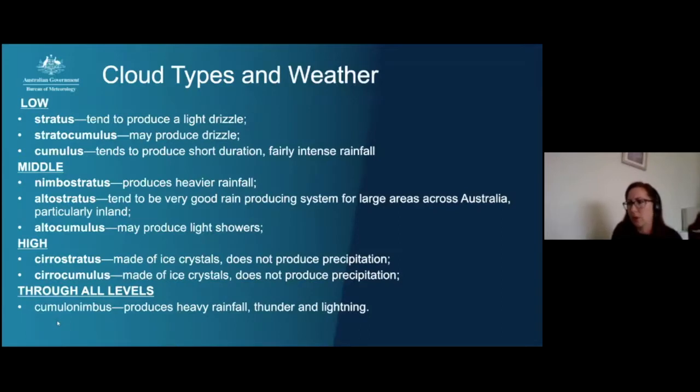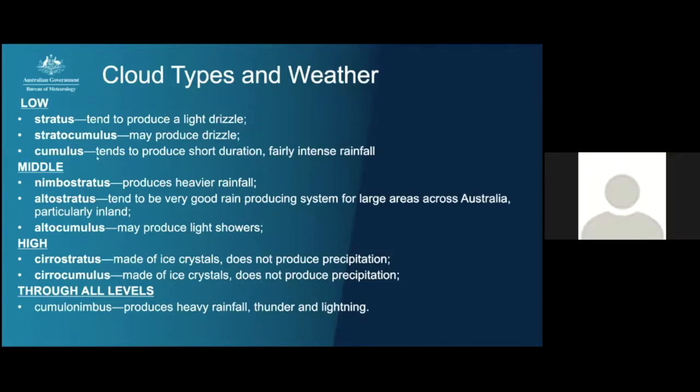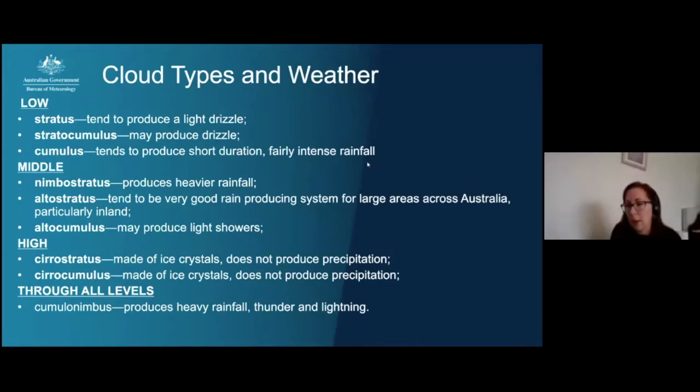So that's just what I've gone through here. We tend to get light showers or drizzle from those stratus and stratocumulus clouds. The cumulus is the fairly intense rainfall, so showers. Middle level clouds tend to give us those rain systems, and the high-level clouds are made of ice crystals. The cumulonimbus cloud, that's our thunderstorm cloud. It produces heavy rainfall, thunder, and lightning.